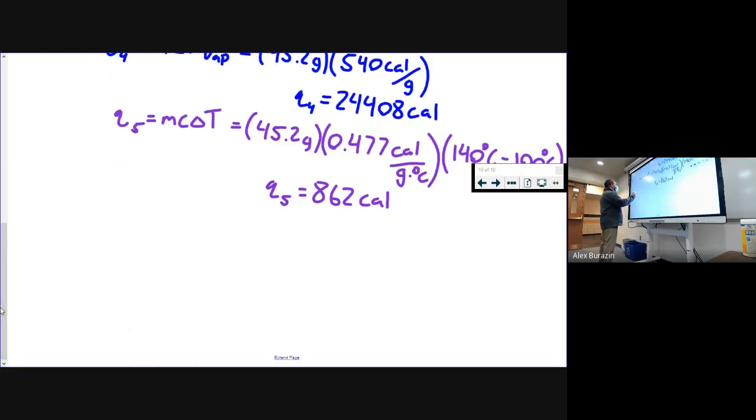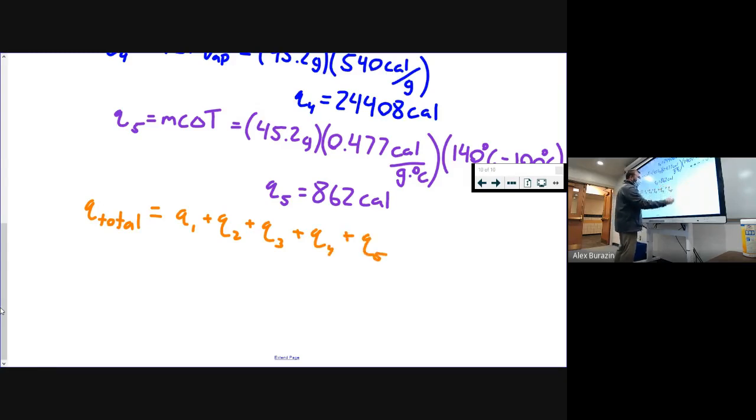Well, Q total, we'll switch colors one more time just for fun. Okay, do you need to write this out? No, but I'll write it out anyway. Q total equals Q1 plus Q2 plus Q3 plus Q4 plus Q5. Okay, what's our Q total? 30 what, huh? 4,000. Thank you. Sorry.